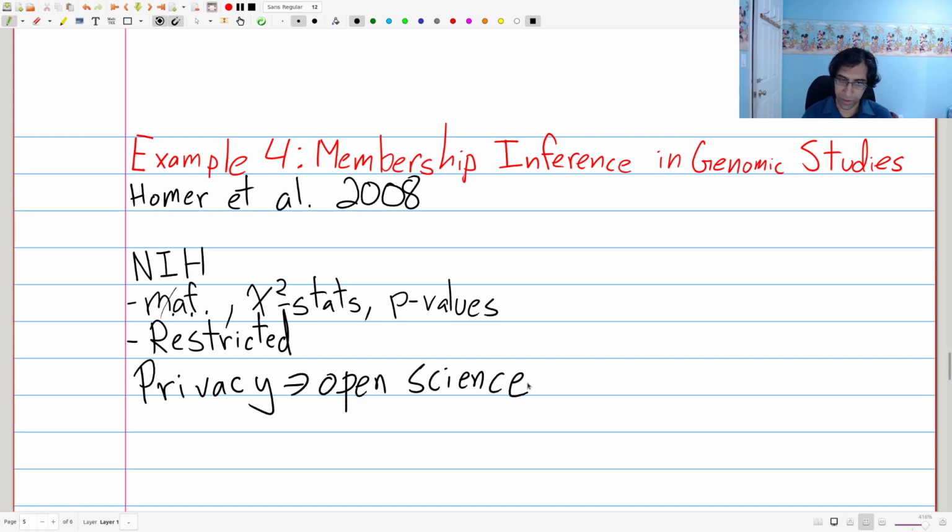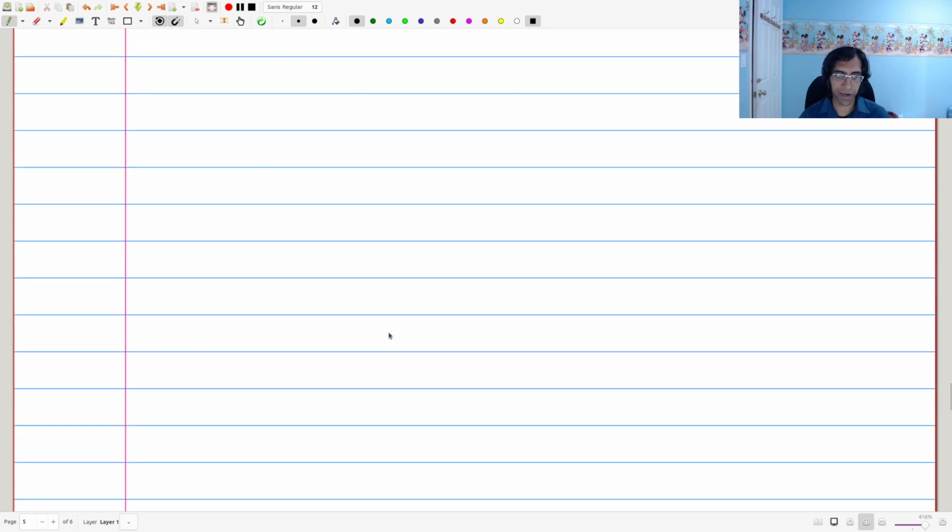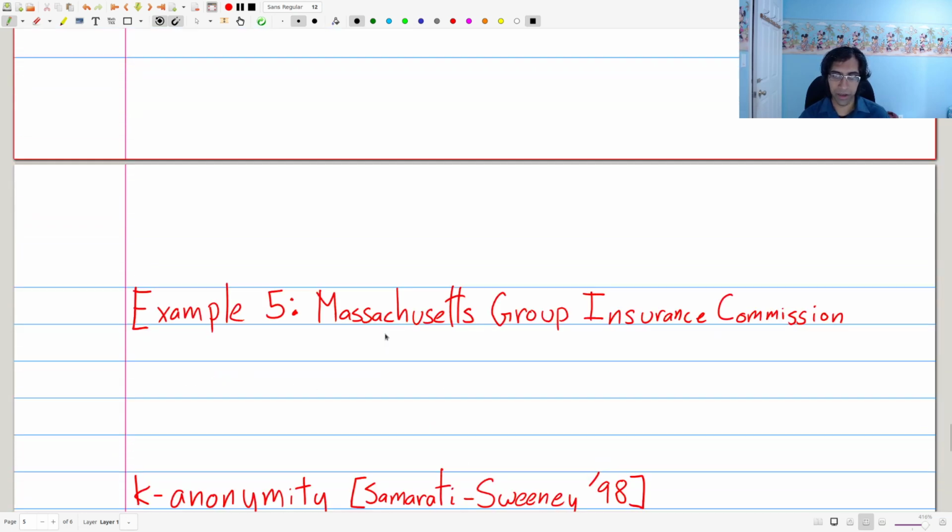This is, again, just a short example saying that this happens and takes effect in very important settings, like genomic studies and medical studies. Cool. Finally, let's move on to the final example of this lecture, which is the Mass Group Insurance Commission example, and this is something from the mid-90s.